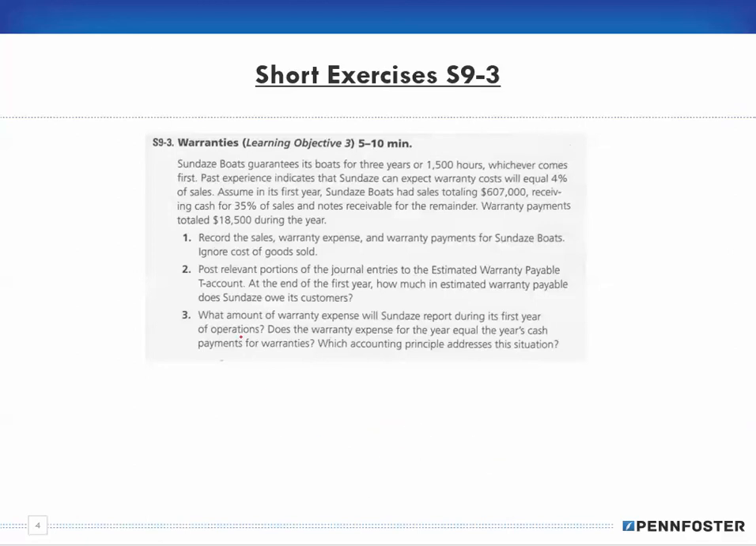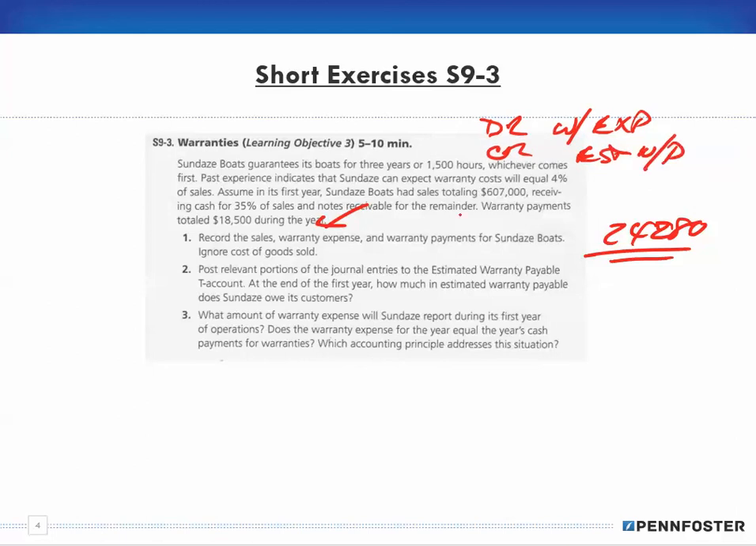And now for 3, what amount of warranty expense will Sunday's report during its first year of operations? Does the warranty expense for the year equal the year's cash payments for warranties? Which accounting principle addresses the situation? Well, the amount is that entry we made for the warranty expense, which was the $24,280, okay? Because we debited the warranty expense and credited the estimated warranty payable. That was our second journal entry.